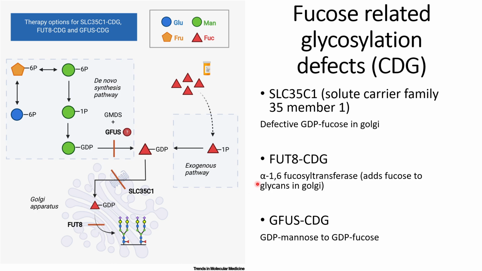That's why it creates the problem of addition of fucose to the glycans. The last one is GFUS-CDG. What happens in this case? In this case, there is an improper conversion of GDP-mannose to GDP-fucose, and because of that, the cells will experience a scarcity of GDP-fucose, and this results in different post-translational modification in the Golgi.